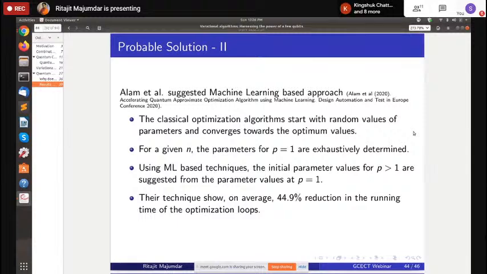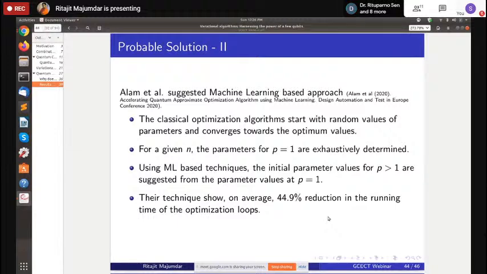So for p equal to 1, there are only two parameters, one beta, one gamma. You exhaustively search for the parameter values. And then using this value, you train a machine that will be able to guess the values of the parameters for higher p's. And starting with those parameters, you try to tune them such that you reach the optimal values of the parameter. So using this technique, this paper has shown that on average, around 45% reduction is achievable. In fact, they have found some instances where the time requirement has reduced by nearly 65%.